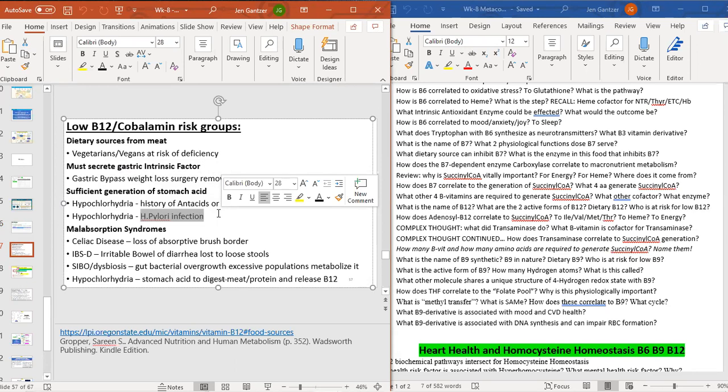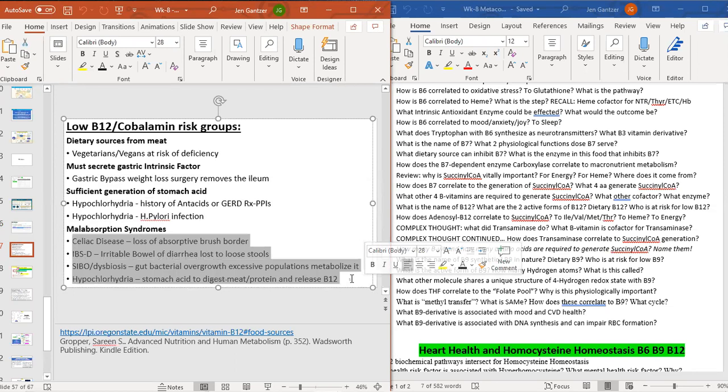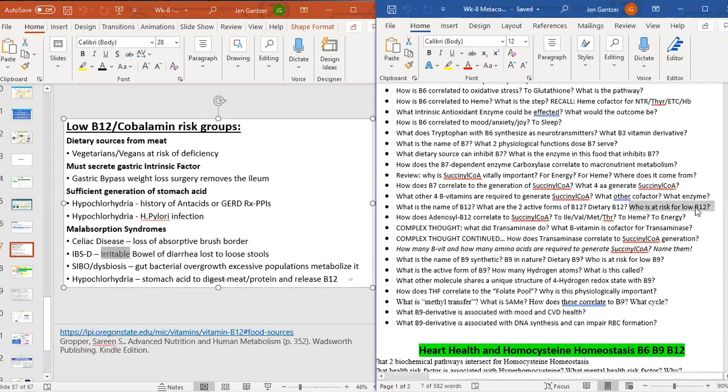These people do not efficiently break out the cobalamin from the food matrix, and therefore it's not available to bind to intrinsic factor, because hydrochloric acid breaks down meat. Meat contains B12. If you have hypochlorhydria and you are not sufficiently generating stomach acid, then the B12 will not be broken out of the food matrix from your animal sources, and that is a problem, and that will be a B12 deficiency. Then, of course, any disease where you can't absorb it, such as celiac or IBD, could also be a risk. So be sure you are familiar with those.